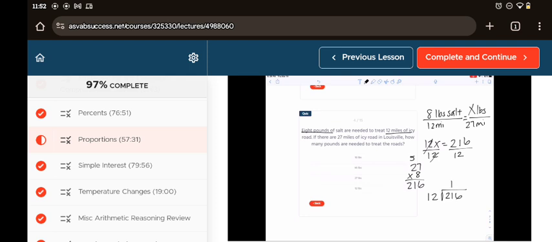Okay, 12 goes into 21 one time. 21 minus 12 is 9. Brings down the 6. 12 goes into 96 8 times. 12 times 8 is 96. 96 minus 96 is 0. X equals 18 pounds. There we go.